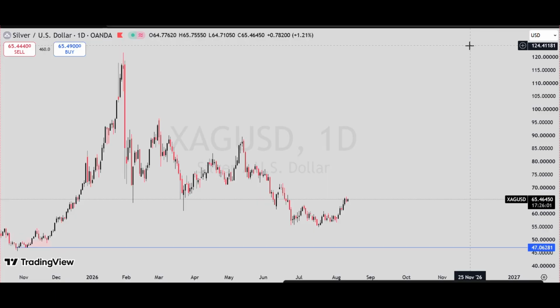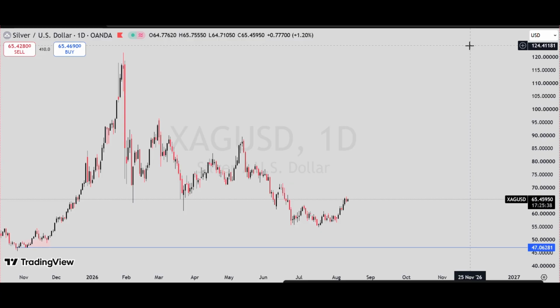If you are entering every time you see a break of structure, you are probably trading BOS the wrong way, because a break of structure doesn't automatically mean the market is going to continue in that direction. The real question is what liquidity was taken before the break and whose liquidity is now trapped.